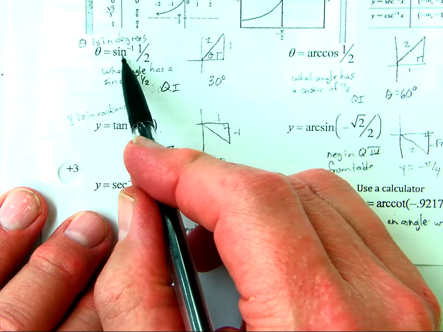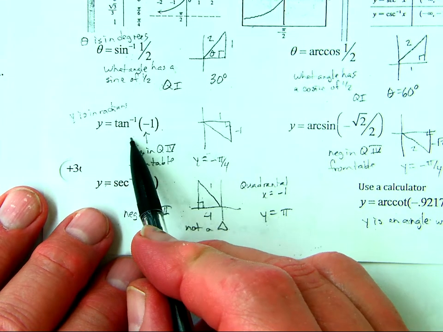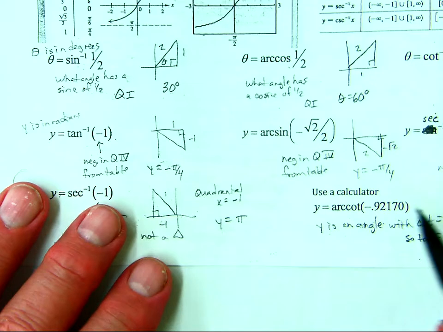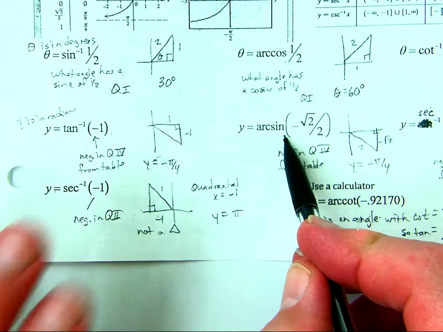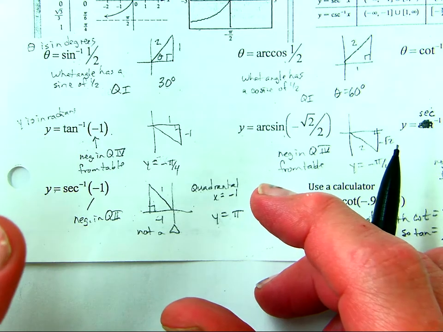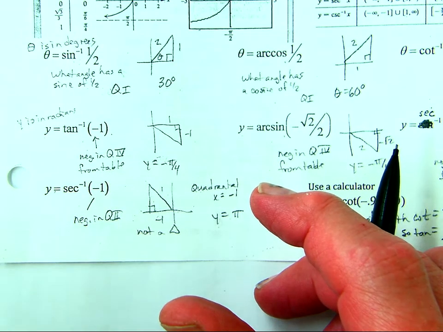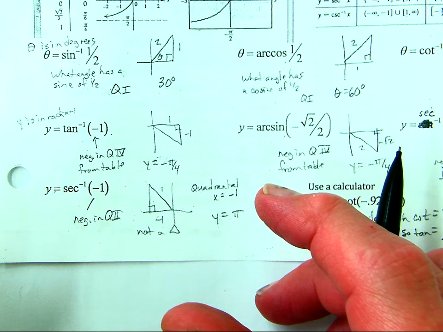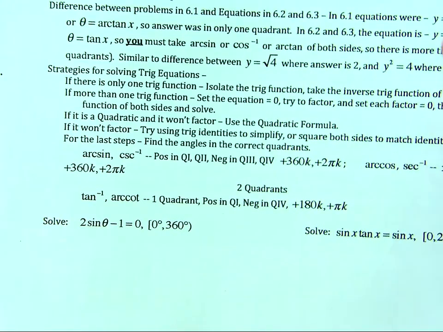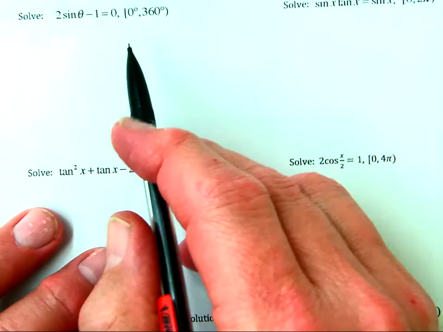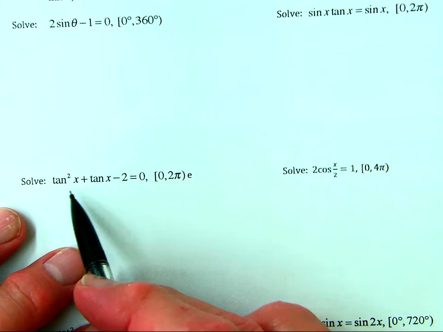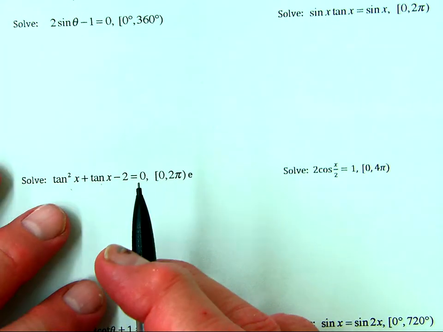Like here we said theta is the inverse sine, y is the inverse tangent, y is the inverse secant, theta is the arc cosine, y is the arc sine. So the inverse trig function was in the equation when we started. On those, we had to see which one quadrant, there was one answer on each. Right? Now, these are different because now the equations, notice they have the trig function in there, not the inverse trig function. So sine theta, sine x, tangent, tangent squared, etc.